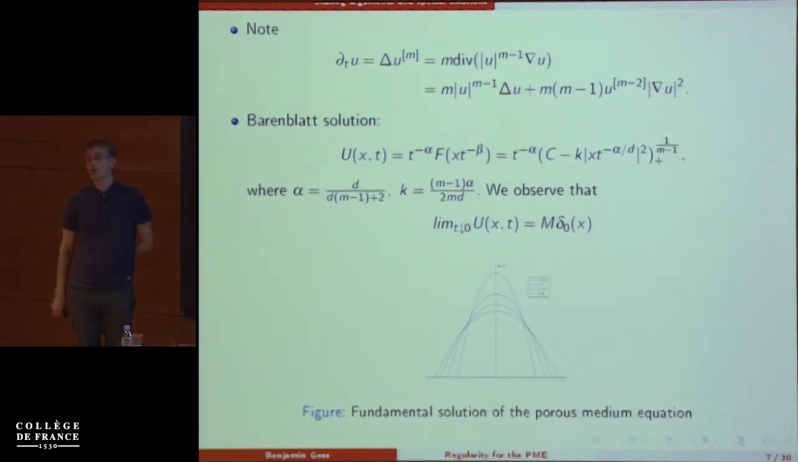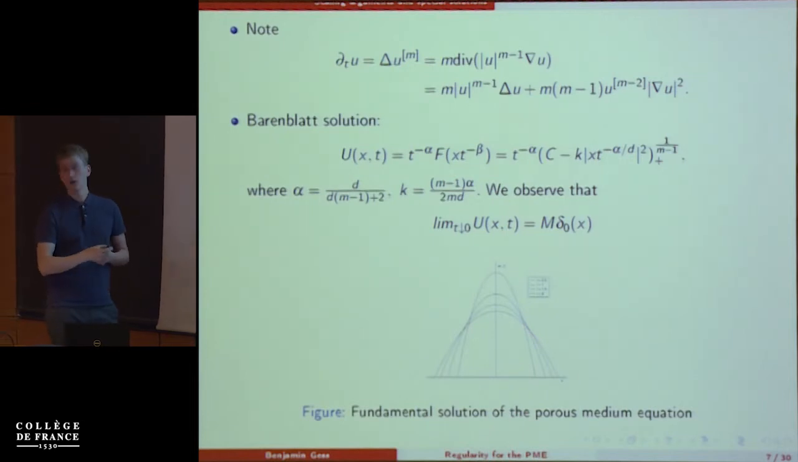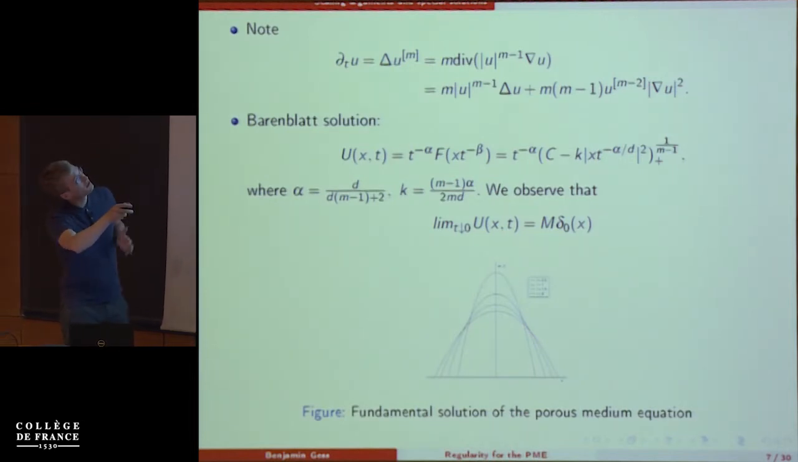So the Barenblatt solution is somehow the analogon to the Gauss kernel in the heat equation, so in the linear case, because it starts at the Dirac mass and then solves the equation, and it's a self-similar solution. Self-similarity means you have just one profile, and it's just rescaled in time. And I write the explicit profile here.